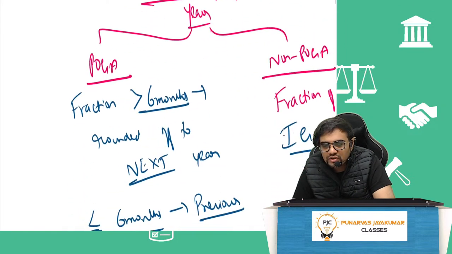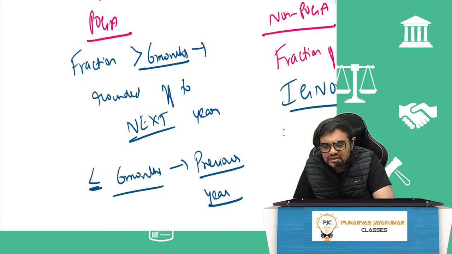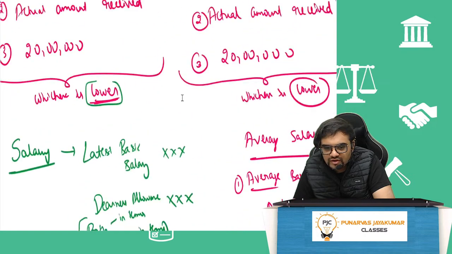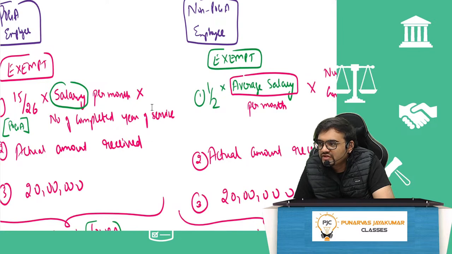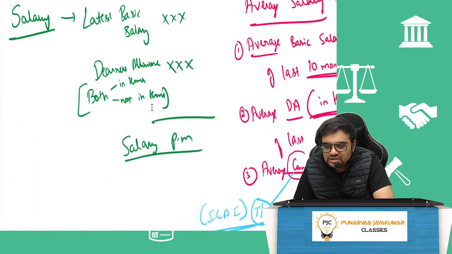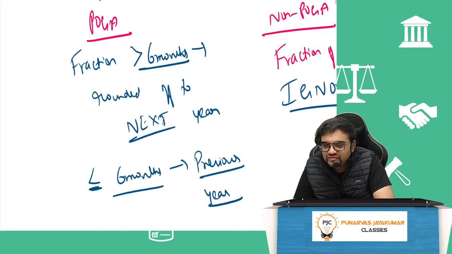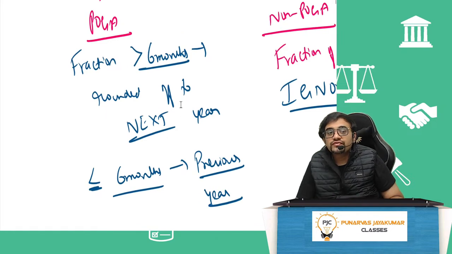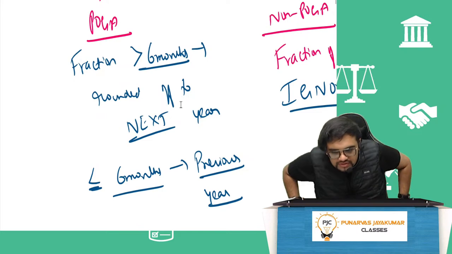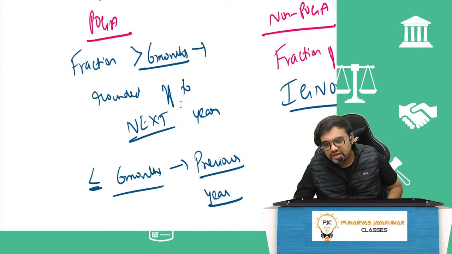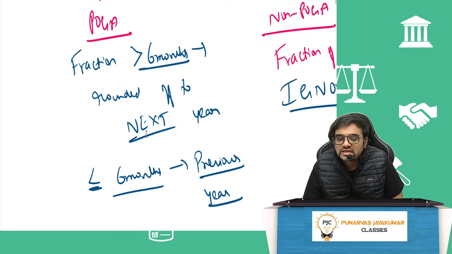You should round off the year. How will you round off the year? In case of POGA, it is the number of completed years of service. Now, what if I have completed 35 years, 4 months? Will I take it as 36 or as 35? Interesting to know, in case of POGA, a fraction more than 6 months is rounded off to the next year, and less than or equal to 6 months goes to the previous year. So 35 years, 4 months is deemed to be 35 years, and 35 years, 7 months will be 36 years. This is for a POGA employee.